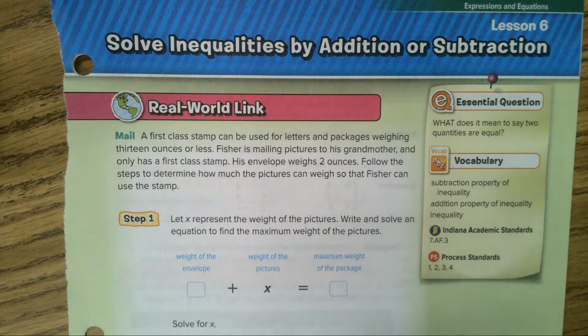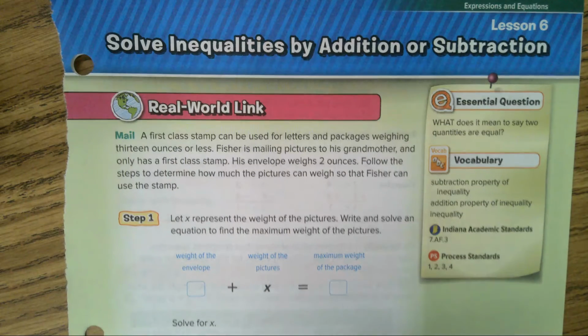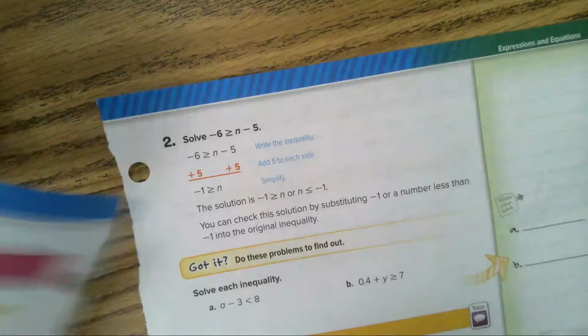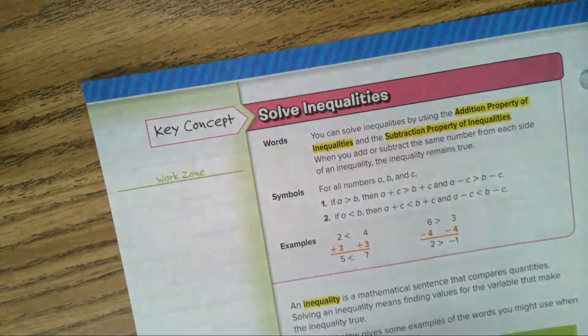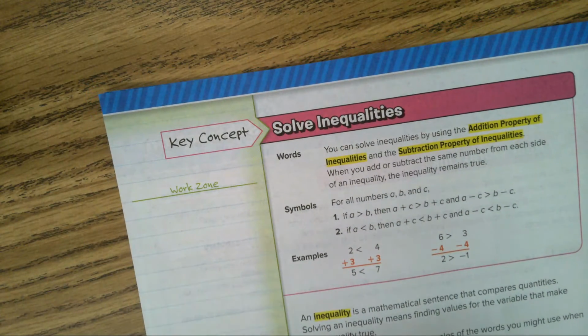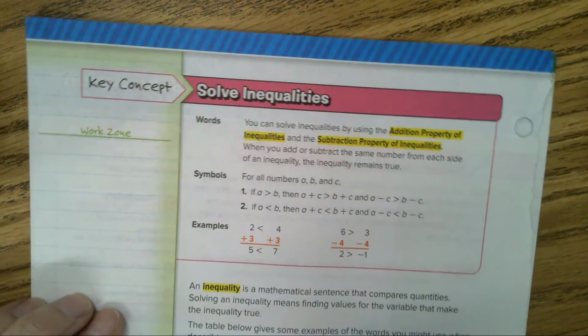Okay, so now we are in Chapter 6, Lesson 6, page 497, Solve Inequalities by Addition or Subtraction. Well, we did the little review worksheet, so now you at least know what an inequality is. You can put your Chromebooks away, and we did our little review lesson on how to use your math books online. We're going to skip the first page and go to page 498, solve inequalities.